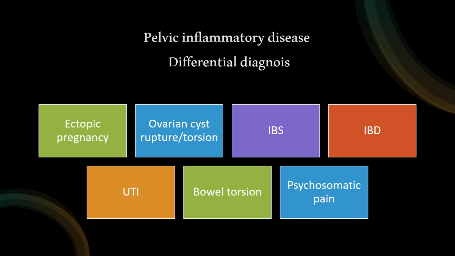Then the bowel torsion: here there is usually central pain, and the patient usually has signs and symptoms suggestive of bowel torsion, for example nausea, vomiting, absolute constipation, abdominal distension, and lastly, psychosomatic pain. Usually inconsistent symptoms are there.